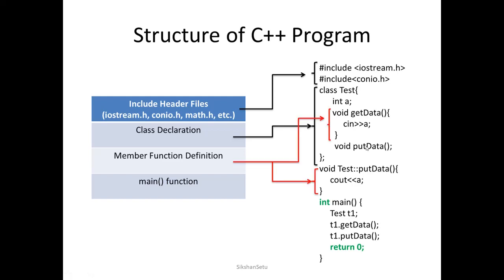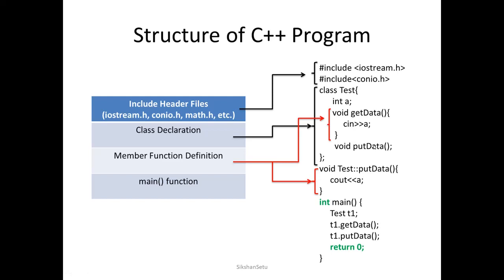Now third comes member function definition. So here we have 2 member functions. One is getdata. The definition of getdata is here, through which we will be getting the value of a, and we have declared another member function within the class, putdata, but the definition of putdata is not given within the class.